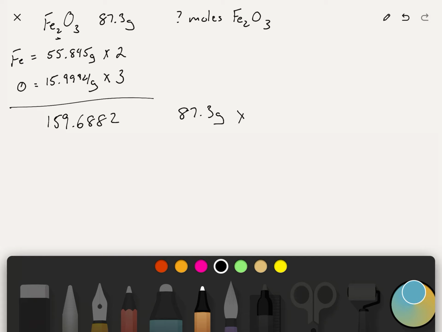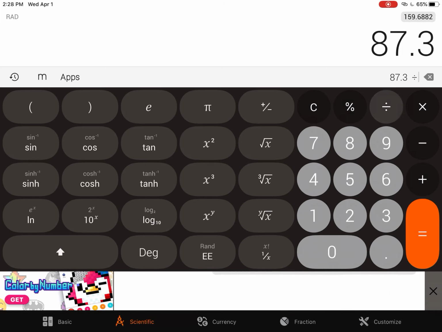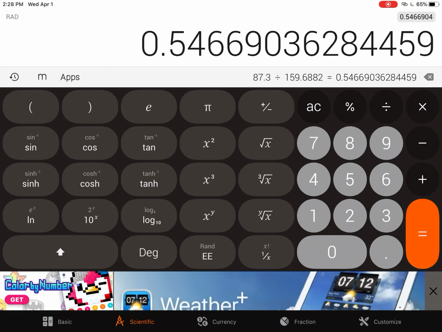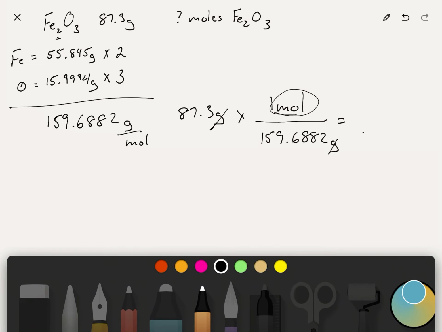So we have 87.3 grams. This is grams per mole. We want to multiply by 1 mole for every 159.6882 grams. Our grams will cancel out and we will end up with moles. And our answer is, so we're going to take 87.3 and divide by our previous answer. We're going to get 0.54669.